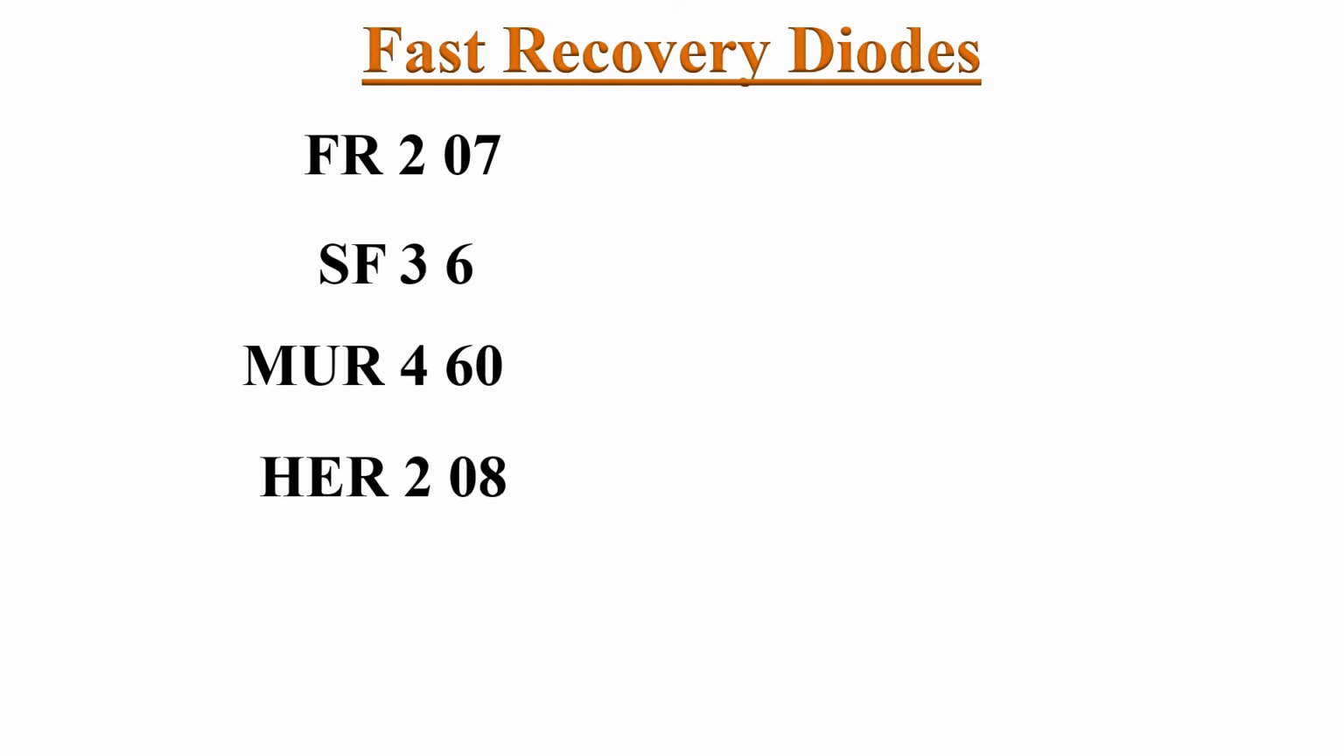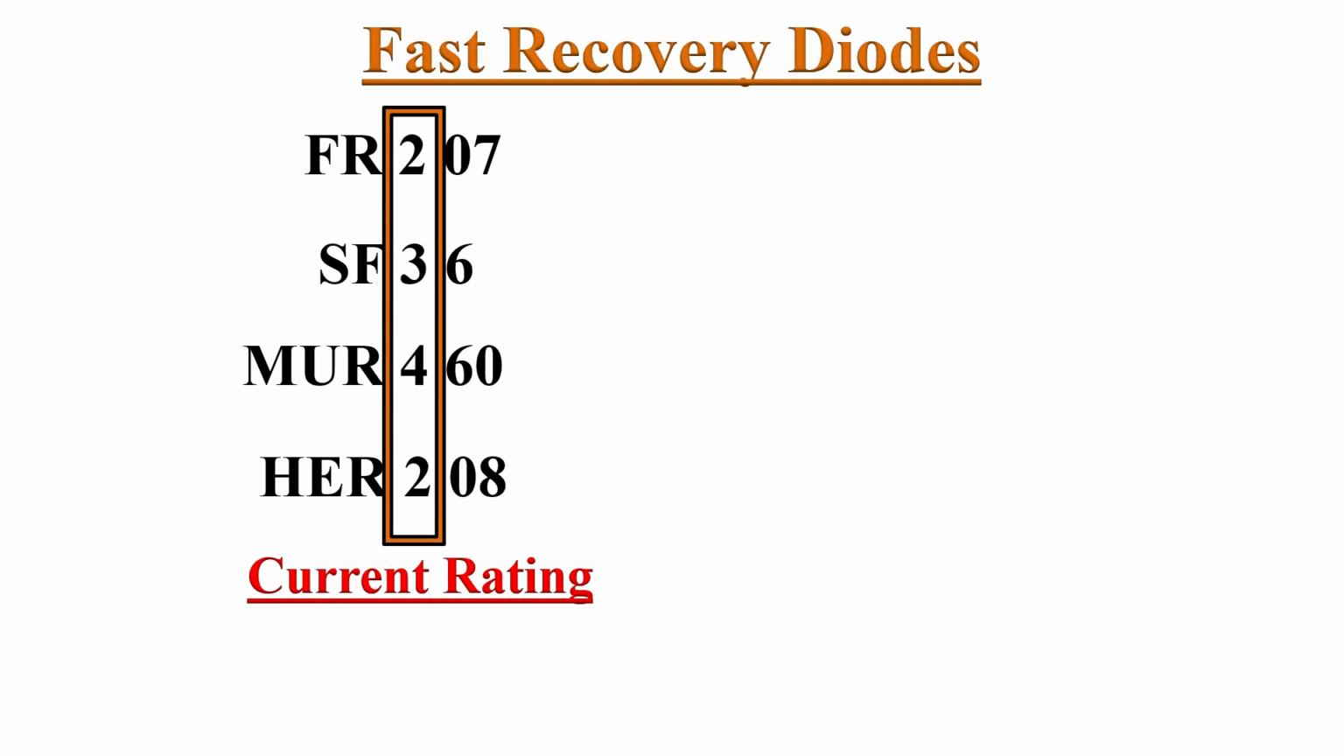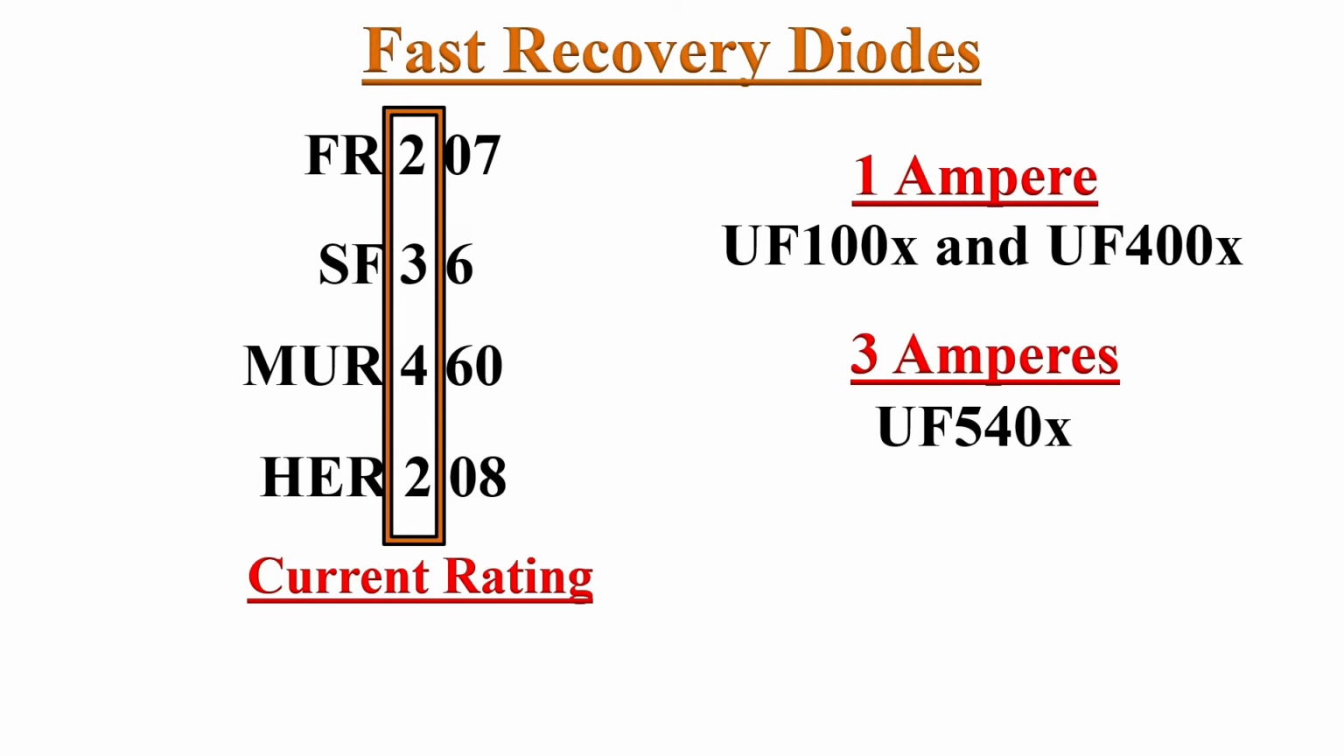For FR, SF, MUR and HER series diodes, the first numeric digit indicates their current rating. Like here, 2 amperes, 3 amperes, etc. And for UF series diodes, their current rating is 1 ampere and 3 amperes. We will discuss their voltage rating and other features one by one.